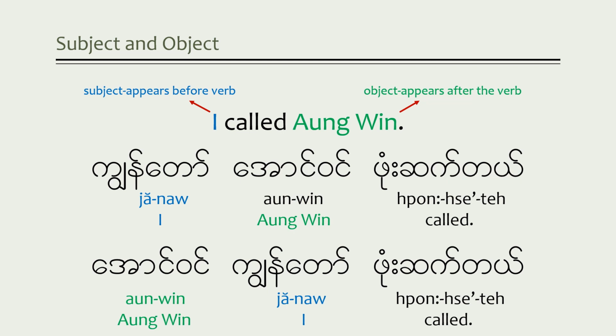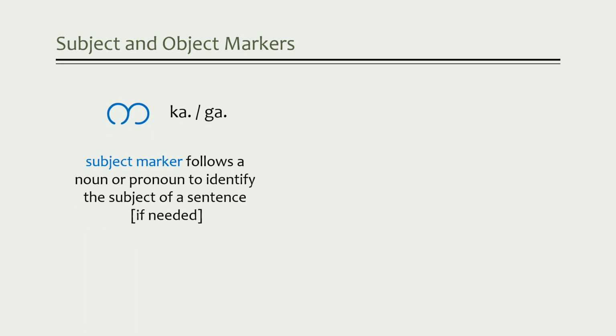So to solve that problem, the Myanmar language has two primary particles to identify subject and object. Let me show you. So this is the subject marker, and it's pronounced ga or ga. I know it's hard to hear the difference between those two pronunciations. Don't worry about it now. I'll discuss the difference in a later lesson. But this marker is going to immediately follow a noun or a pronoun to indicate that it's the subject of a sentence. Notice, though, I say if needed, and I'll explain that later in this lesson.